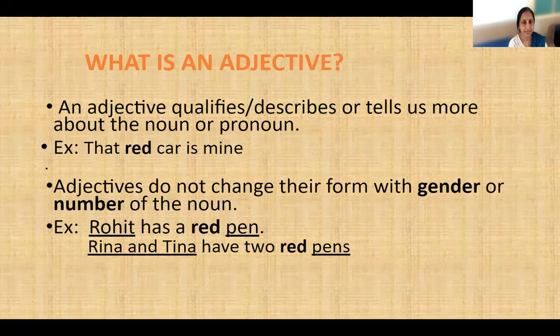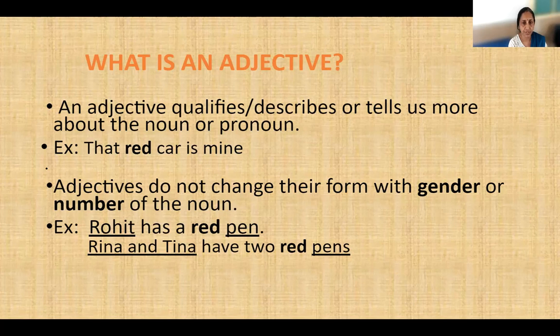So can you identify which is the noun in the sentence? Yes, car is the noun. Now the information that you have about the car is that it is red in color. So it has described the car as being red.